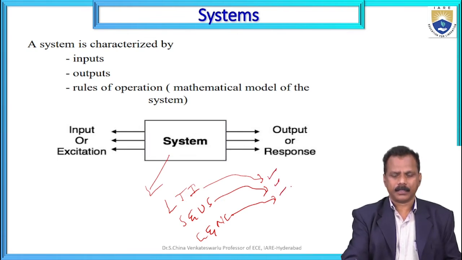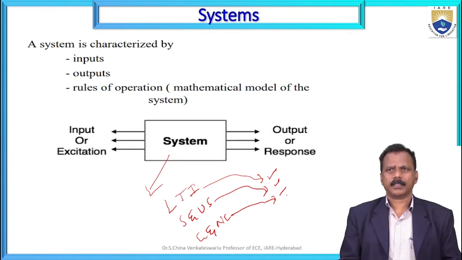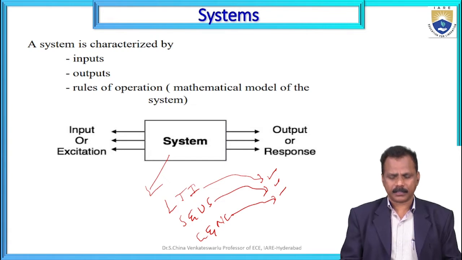You have to apply the rules of operation, like the mathematical model of the system, to see how it is reflected with these different systems. The input is the signal. Based on the input signal, what is the response of the output signal using an LTI system, stable or unstable, causal or non-causal, invertible or non-invertible system?